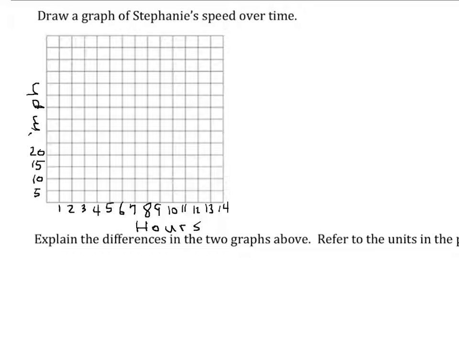The difference in the distance time graph compared to the speed time graph is that the distance time graph is showing Stephanie's position in relation to time, and the speed time graph is showing the slope of those lines in the distance time graph, showing her constant rate of speed during each interval.